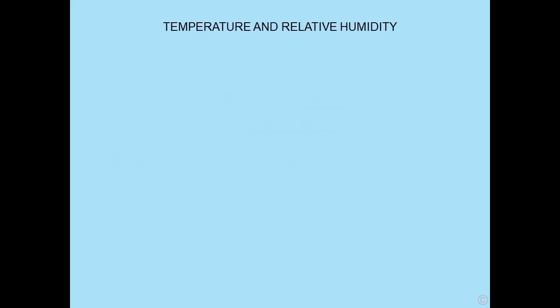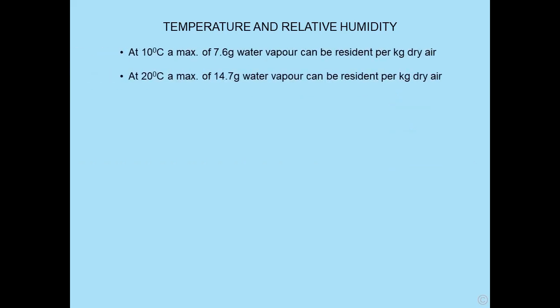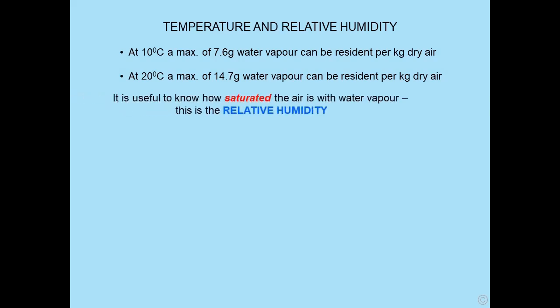So let's first look at temperature and relative humidity. Don't remember the figures. At 10 degrees, 7.5 grams of water vapour can be resident per kilogram of dry air. At 20 degrees, double the temperature, then 14.7 grams of water vapour can be resident per kilogram of dry air. So the warmer the air, the more water vapour it can retain.